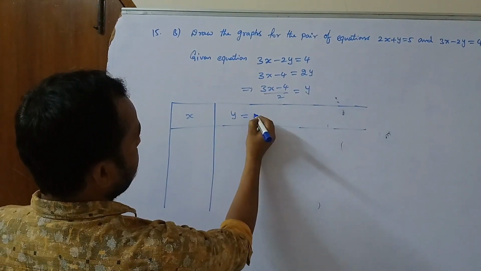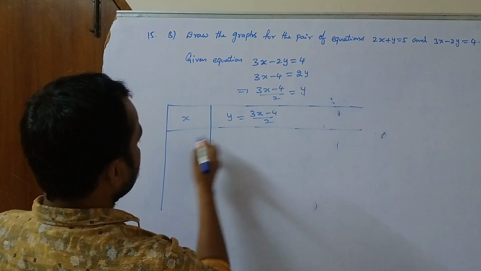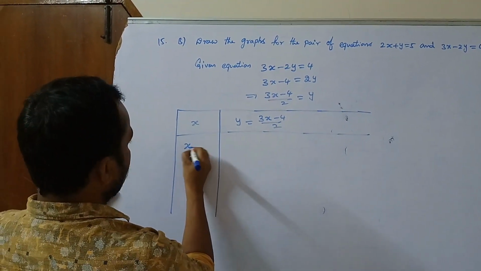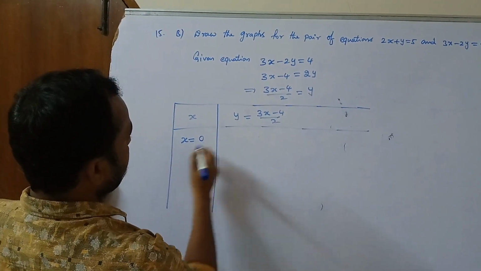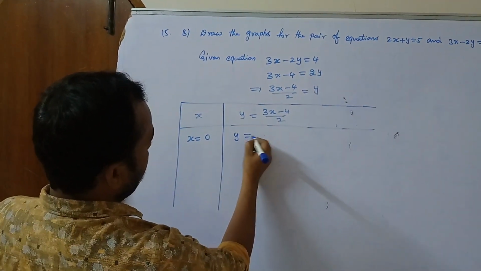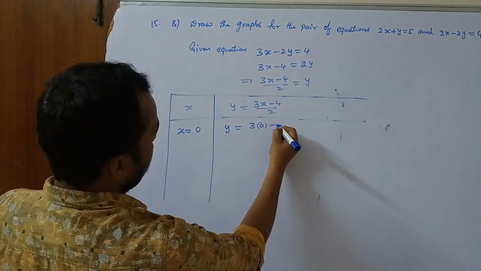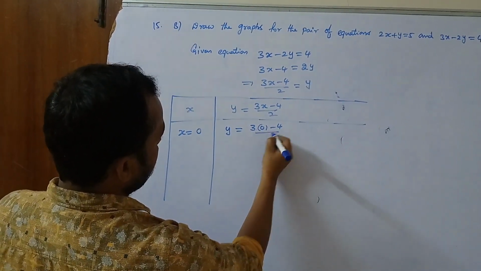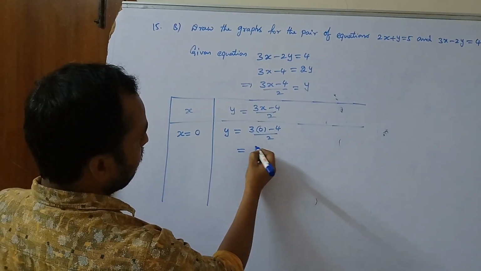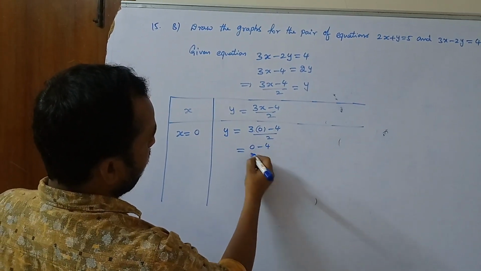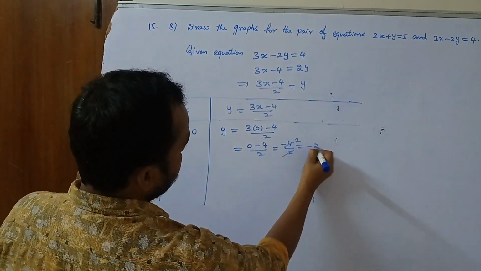y equals 3x minus 4 by 2. Now take first x is 0. y equals 3 into 0 minus 4 by 2. 3 into 0 is 0, minus 4 by 2, minus 4 by 2 is minus 2.